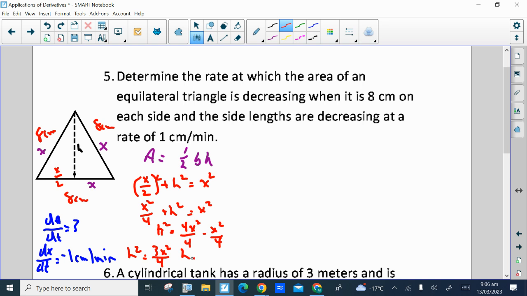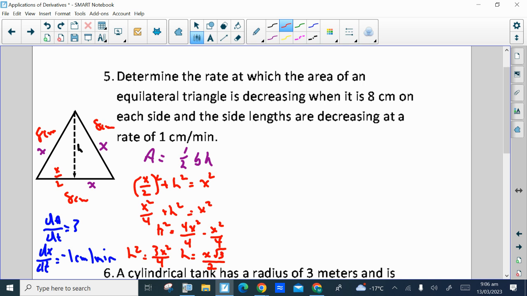And then when you take the square root of both sides, you take the square root of the x squared to get x. The square root of 3 we'll write as root 3. And on the bottom, the square root of 4 is 2. So there's an expression for h in terms of x.